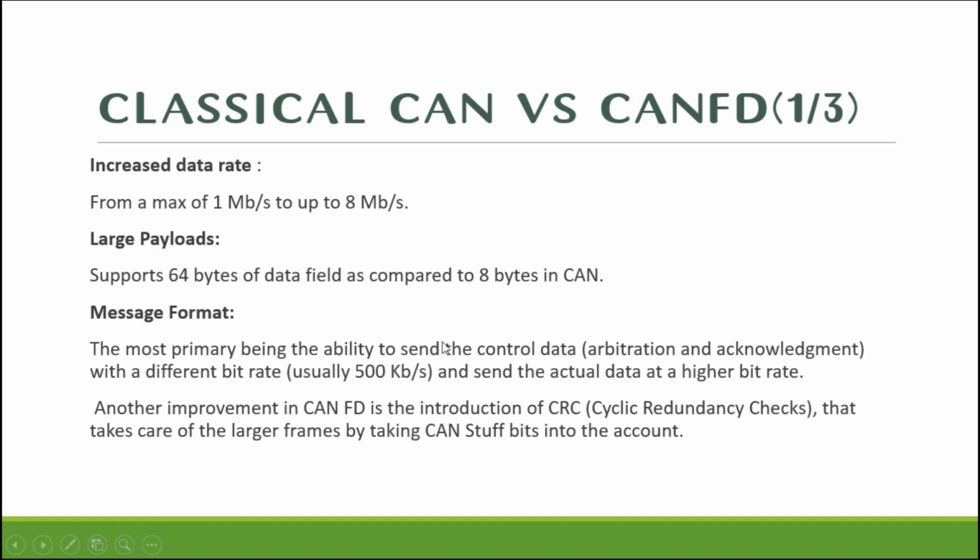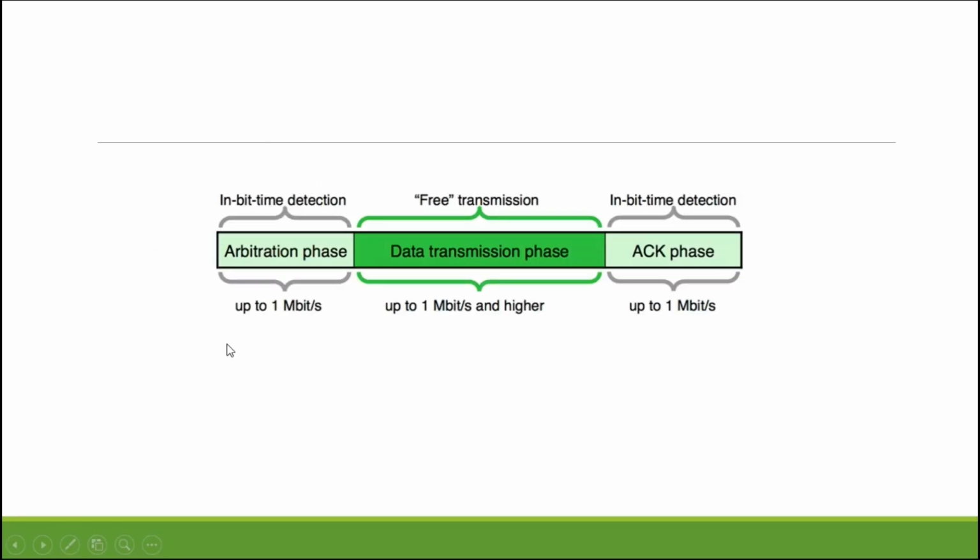For example, control data can usually be sent at 500 kilobit per second, and actual data we can send at a higher bitrate, up to the maximum. Another improvement in CAN FD is the CRC. The CRC length is increased, so a large number of frames can be taken into account. Like I said before, you can see different bitrates for the arbitration phase and for the data phase. In the arbitration phase it might be up to 1 megabit per second, and for the data phase it can be 1 megabit per second or higher.